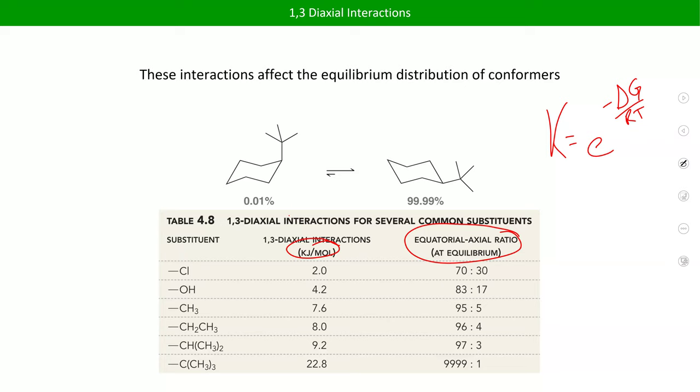So a lower number is a bigger molecule, bigger atom? So a bigger number here means you're less likely to find it in the axial.